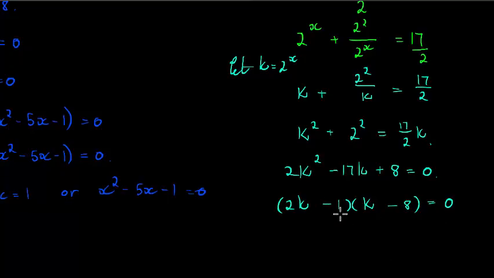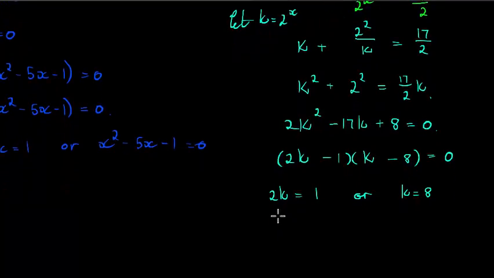It's my 2 answers. Minus 1 times k is minus k, and minus 1 times 8 is minus 8. Minus 2 times 8 is minus 16. That gives me minus 17. Perfect. So in other words, I have that 2k is equal to 1, and I have that k is equal to 8. Excellent. Maybe I can even say k is equal to a half, or k is equal to 8.